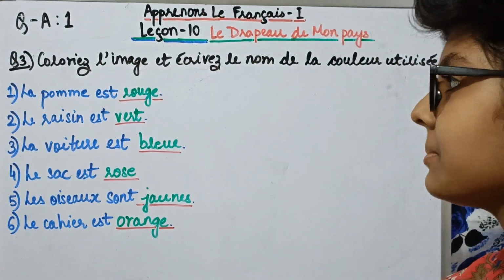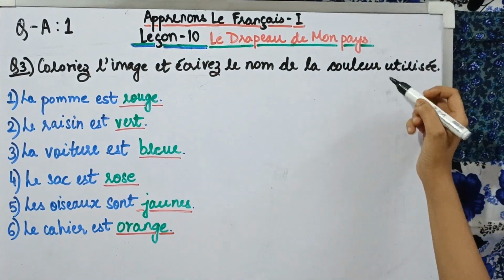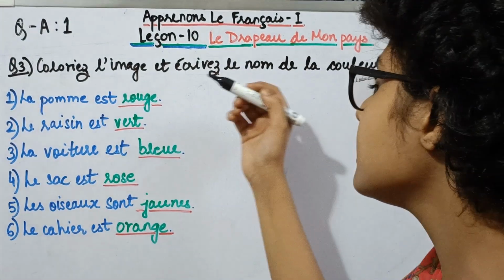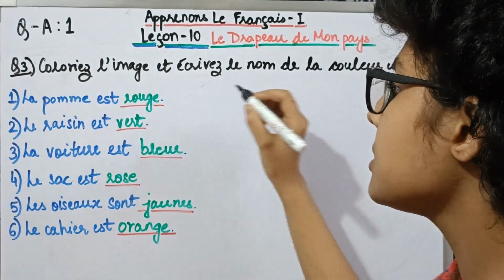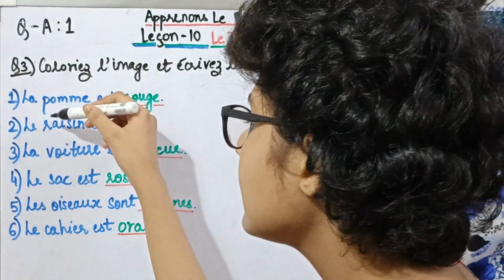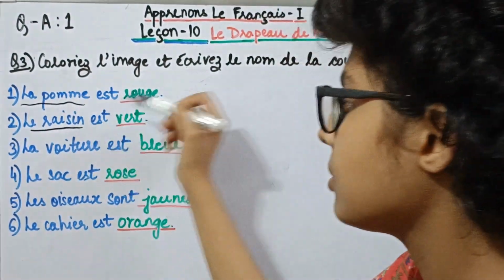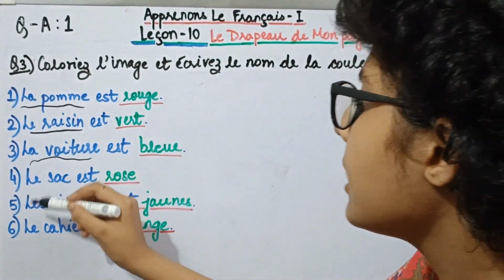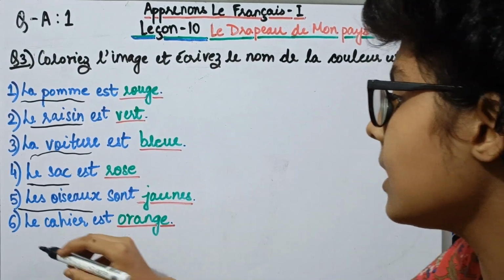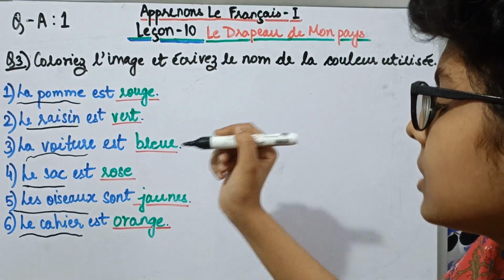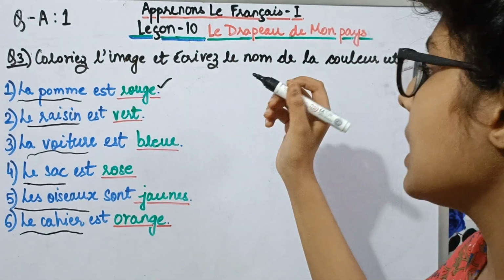So here we are at question number 3, and let us start reading it. Colorie l'image et écris le nom de la couleur utilisée. It means color the image and write the name of the color that is used. So in this question, the images are made of the main words here, like la pomme, which means apple. In the first part we have an image of an apple, in the second part of grapes, in the third part of a car, and in the fourth part of a bag. Then we have the fifth part, in which the image of a bird is made, and in the sixth part we have the image of a notebook. So in the first part there is a definite color that you can write to it, that is red.